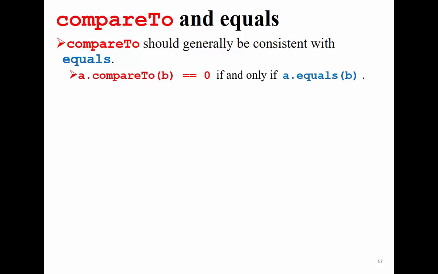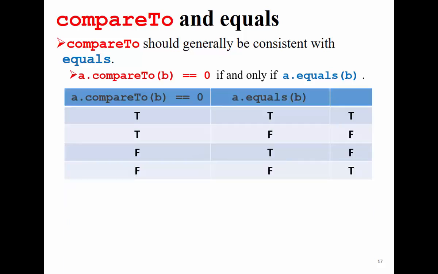There is an if and only if. Do you remember if and only if? So we have the left and the right. This is the table for the propositions. You can see here, if A.compareTo(P) equals 0 is true, and A.equals(P) is true, then the value for this proposition is what? True. If A.compareTo(P) equals 0 is true, meaning both objects give me 0 when I compare them, and equals gives me false, what is the value for this proposition?